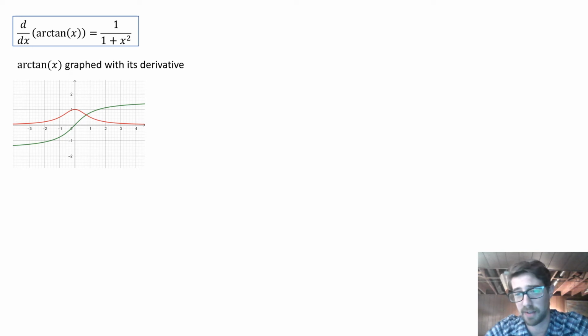The derivative does have that spike in the middle. It looks like a bell curve. It's not, but it looks like one. And that's because that's the only place where arctan increases kind of fast. So the derivative jumps up there, but then it quickly jumps back down.